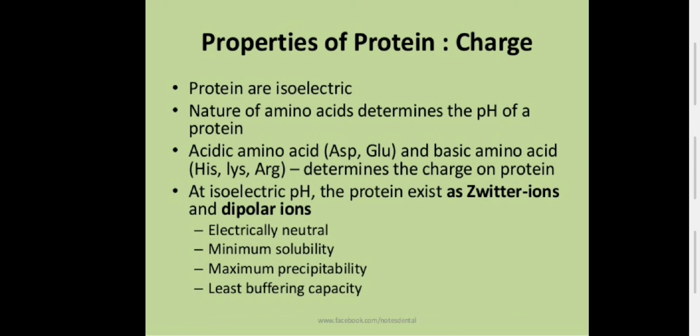Okay. So, at the isoelectric pH, or potential hydrogen, the protein exists as zwitterions, or zwitterionic, dipolar ions. Why? Because it is electrically neutral, has minimum solubility, maximum precipitability, and lastly, it has least buffering capacity. So always remember that one.